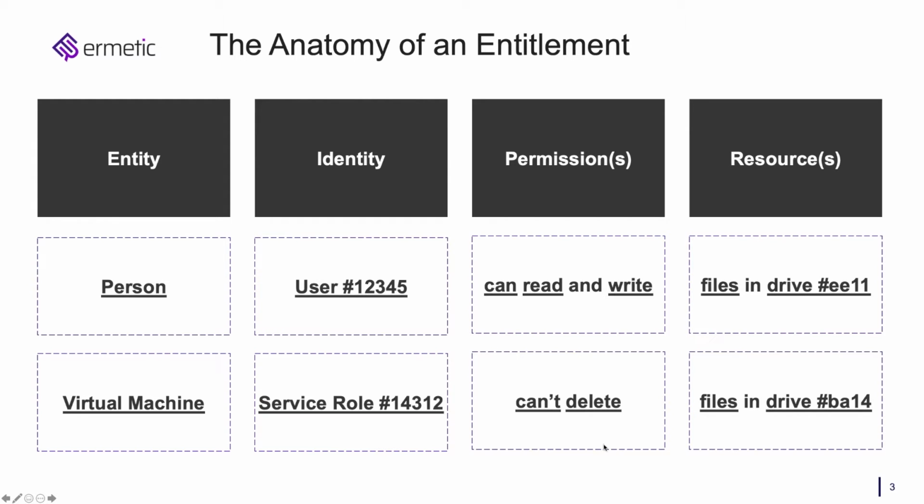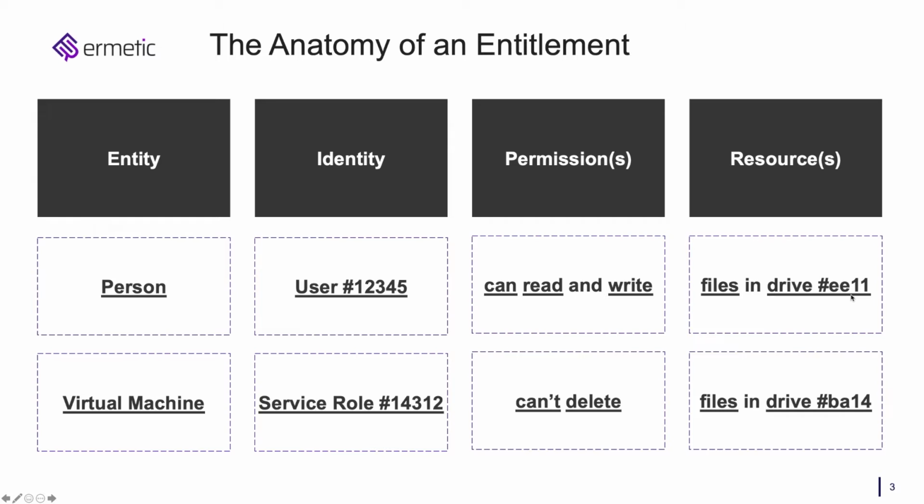Now, after that long explanation, let's look at our two examples. For the first one, we have a person using the user 12345, and he or she can actually read and write data from drive marked EE11. This example is fairly straightforward and really easy to understand.